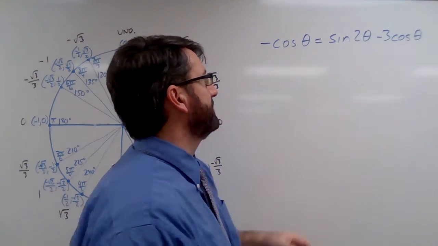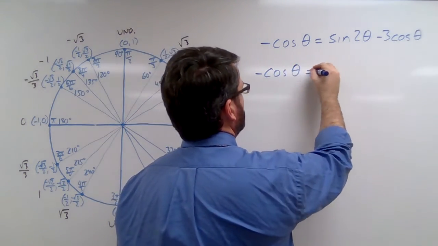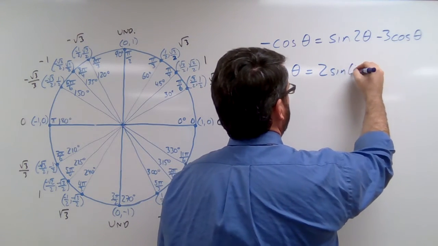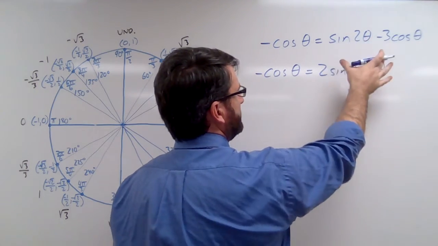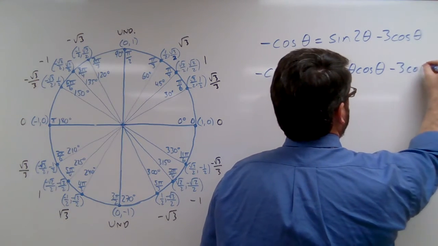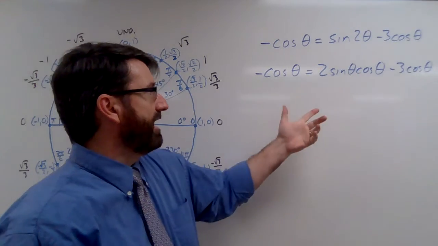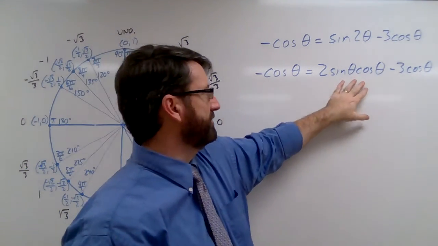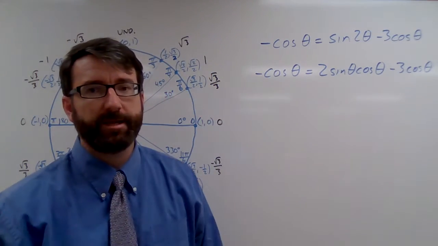So sine of 2 theta, let's go ahead and replace that. Sine of 2 theta is equal to 2 sine theta cosine theta. So we've just replaced that sine 2 theta with this, and then we've got minus 3 cosine theta. All right, now we've got a sine and a cosine. That's okay because we can see that we can factor out a cosine.